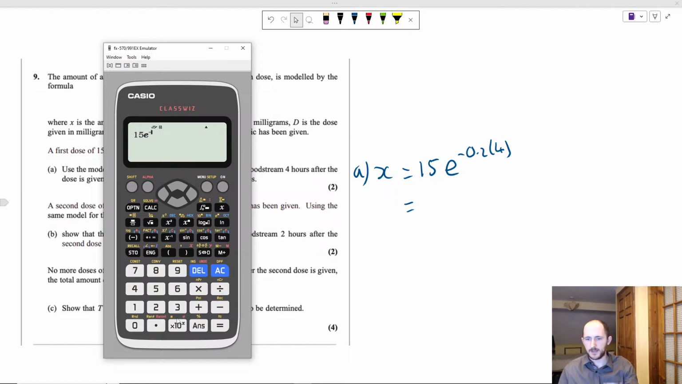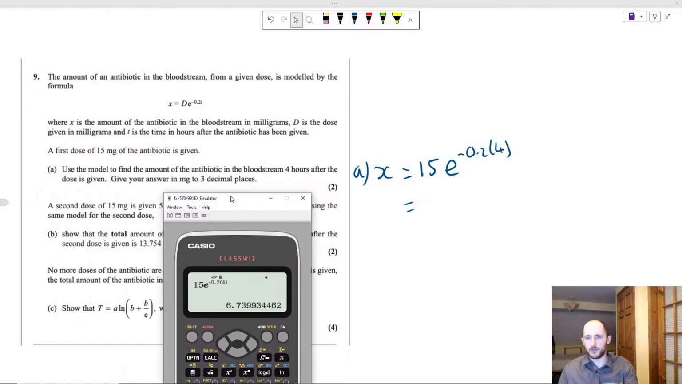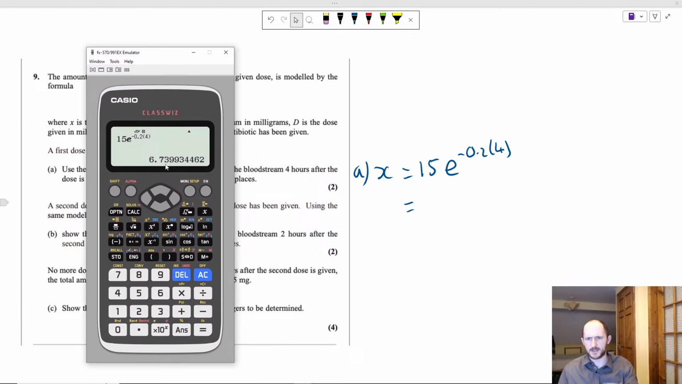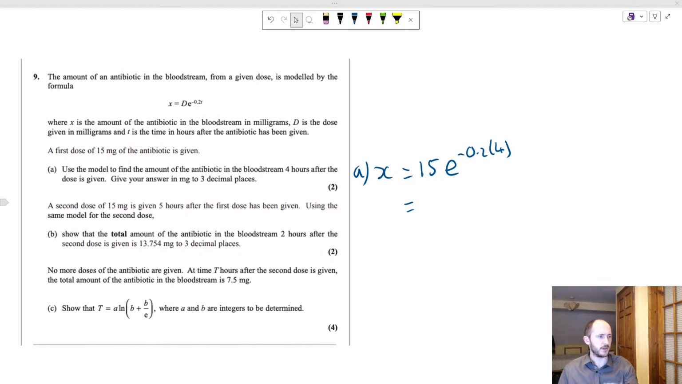15 e to the negative 0.2 times 4. That should be good. And it says to 3 decimal places, so 6.740. Okay, 6.740. Perfect. 2 marks.